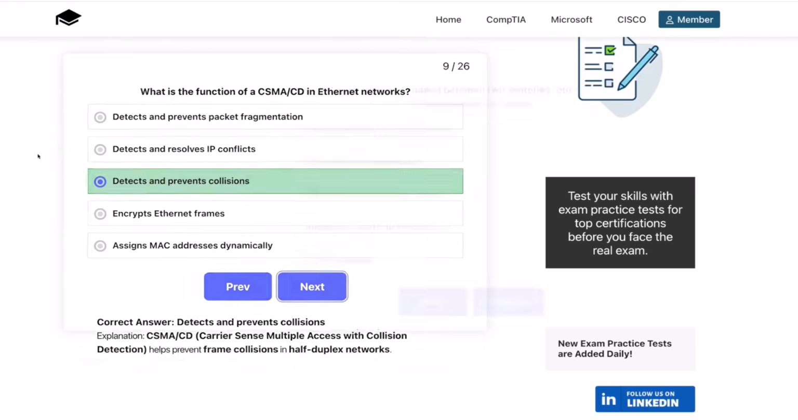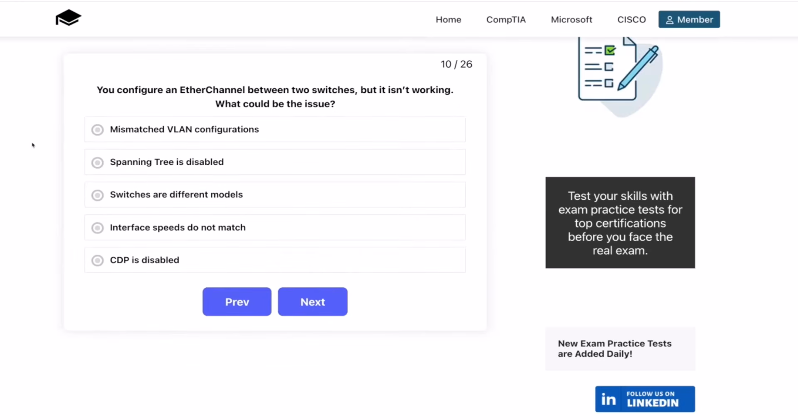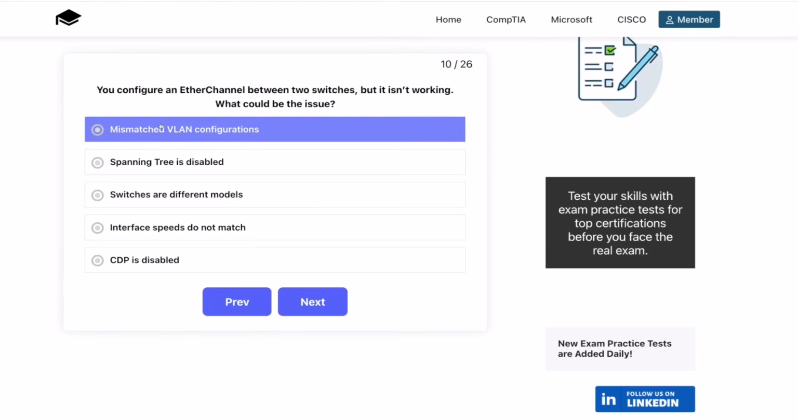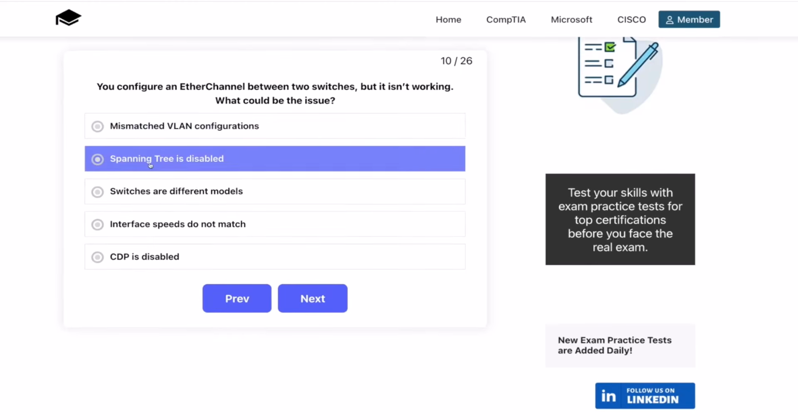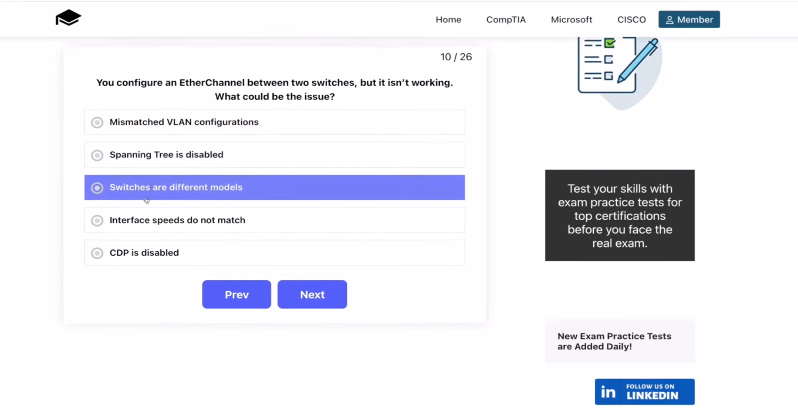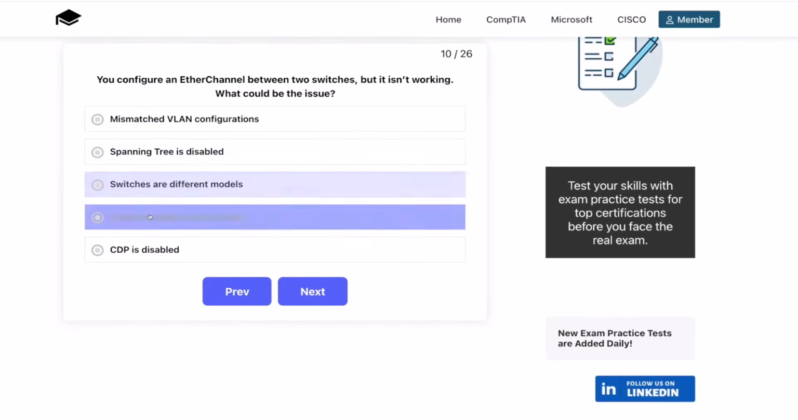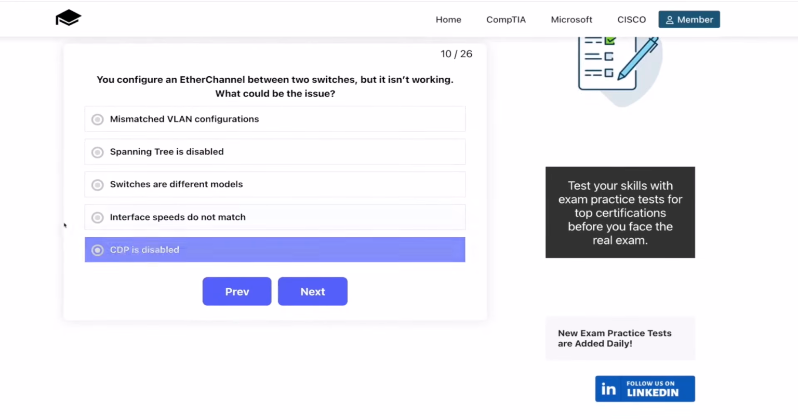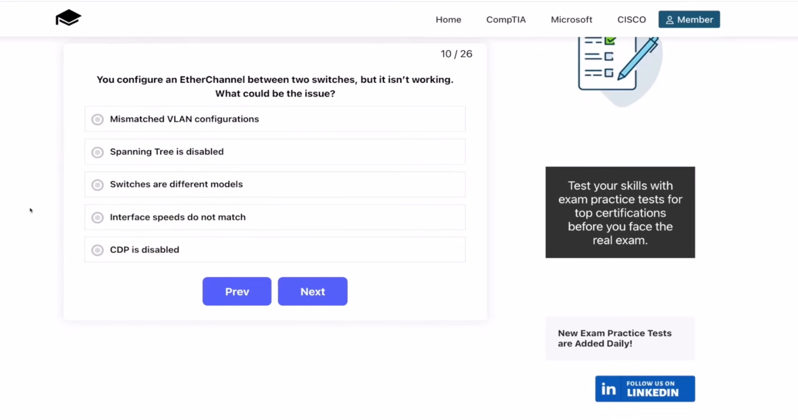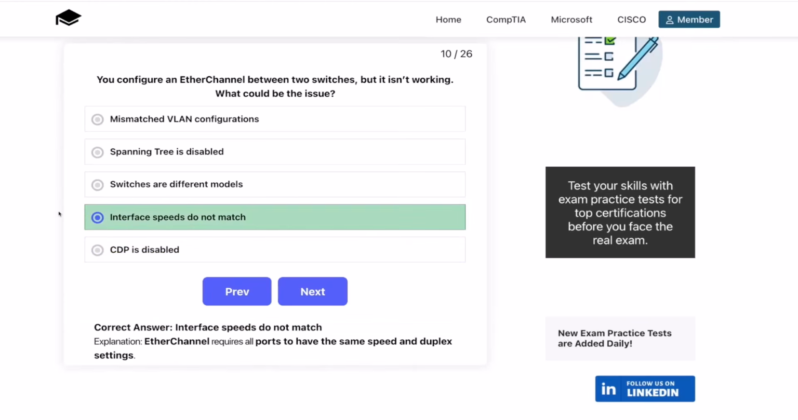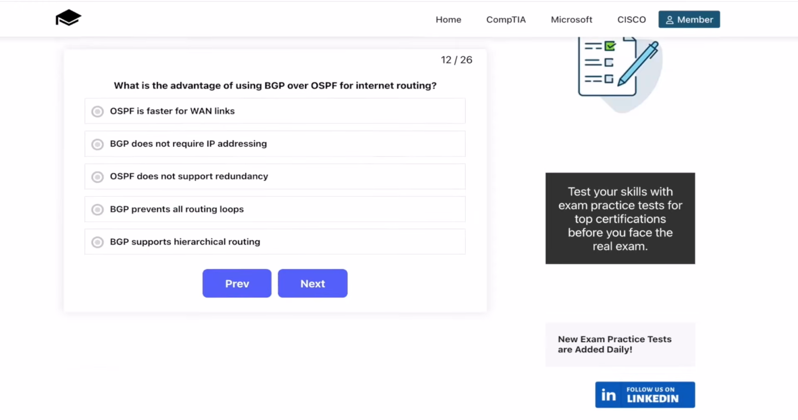All right, question 10. You configure an EtherChannel between two switches, but it isn't working. What could be the issue? Mismatch VLAN configurations? Spanning tree is disabled? Switches are different models? Interface speeds do not match? Or CDP is disabled? The correct answer is interface speeds do not match. EtherChannel requires all ports to have the same speed and duplex settings.